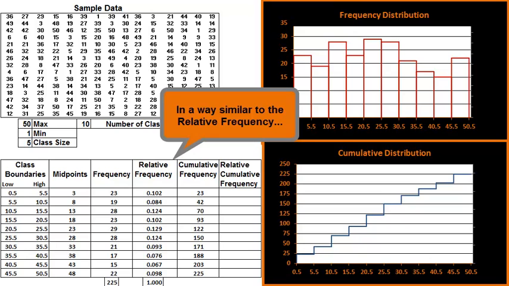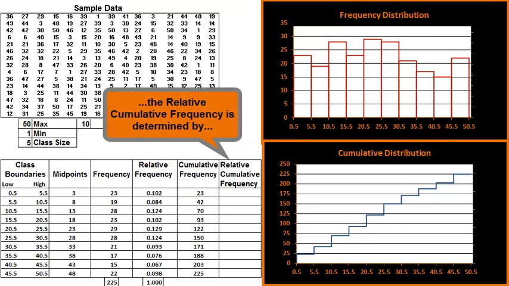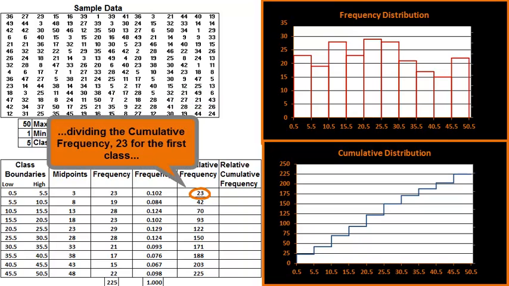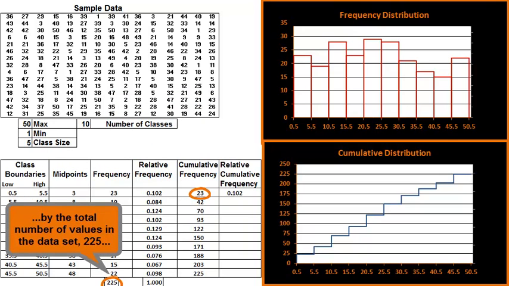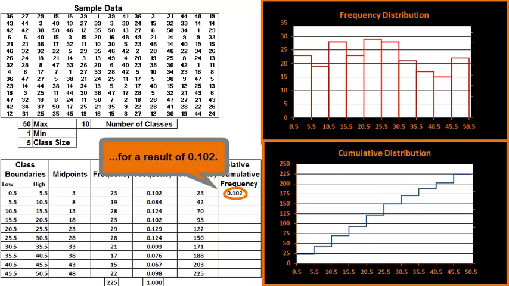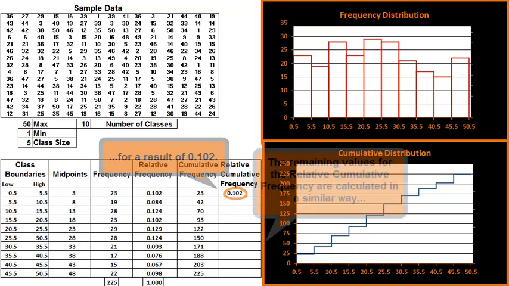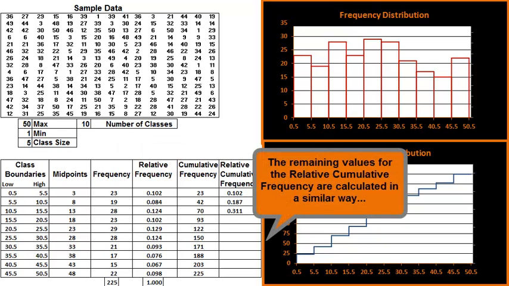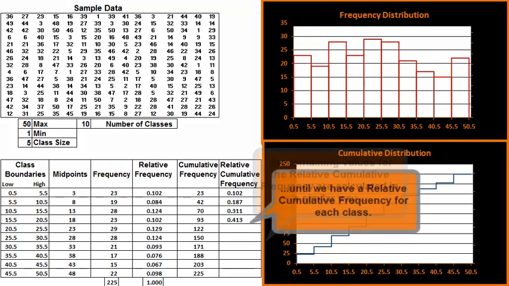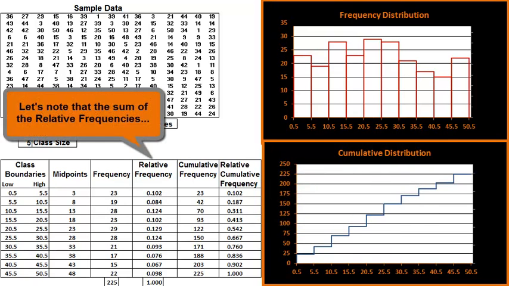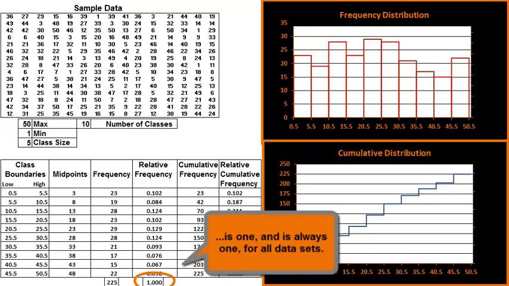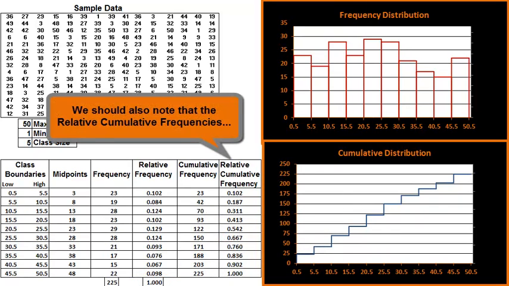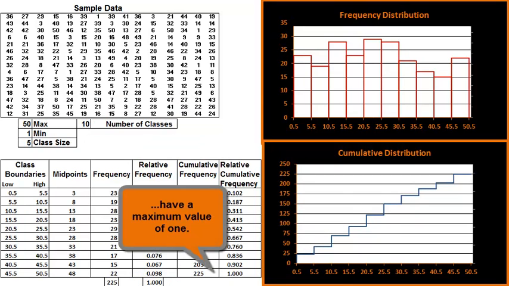In a way similar to the relative frequency, the relative cumulative frequency is determined by dividing the cumulative frequency, 23 for the first class, by the total number of values in the dataset, 225, for a result of 0.102. The remaining values for the relative cumulative frequency are calculated in a similar way until we have a relative cumulative frequency for each class. Let's note that the sum of the relative frequencies is 1, and is always 1 for all data sets. We should also note that the relative cumulative frequencies have a maximum value of 1.